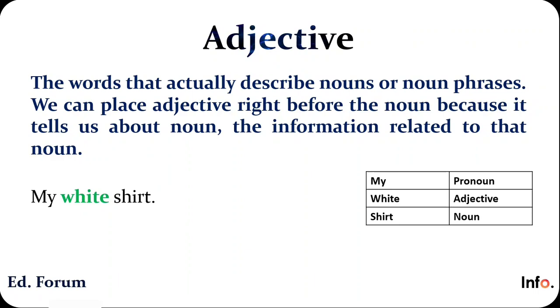Adjectives are the words that describe nouns or noun phrases. We can place an adjective right before the noun because it tells us about the noun. It gives us more information about the noun, the characteristics of the noun. Okay? My white shirt. I'm talking about the shirt which is white. So the shirt's quality is white. So over here in this column you can see: my, pronoun; white, adjective; shirt, noun.